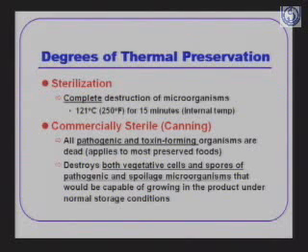Then you have a process of commercial sterilization. This is usually referred to in the case of canned food products, and under this condition all pathogenic and toxin forming organisms are dead. That is, commercial sterility is obtained, that is both vegetative cells and spores will be destroyed and they will not be able to grow until and unless favorable conditions are provided to these products.